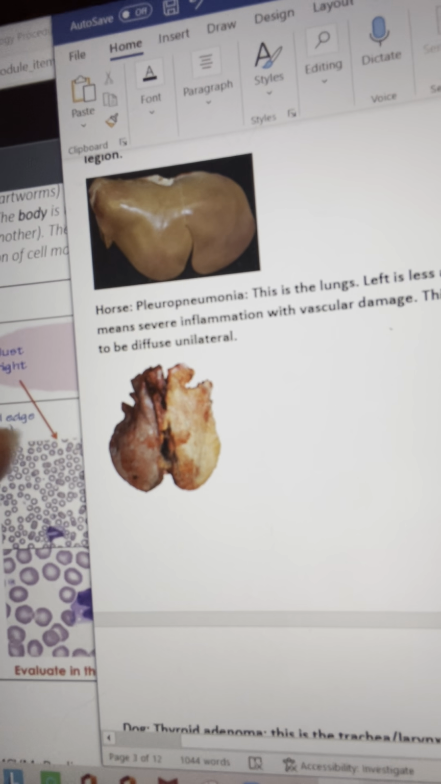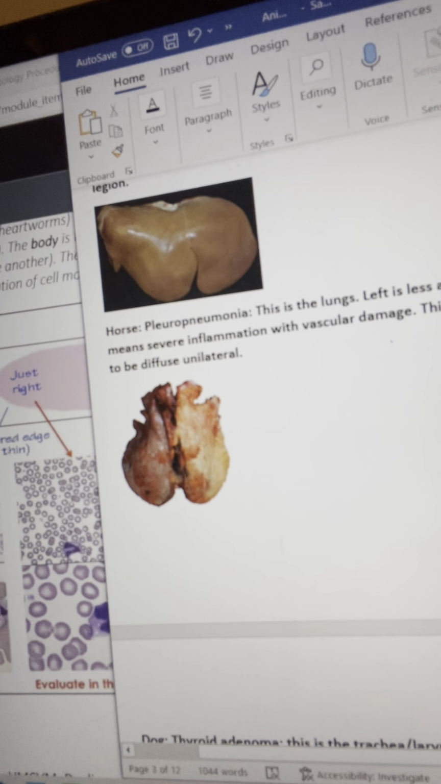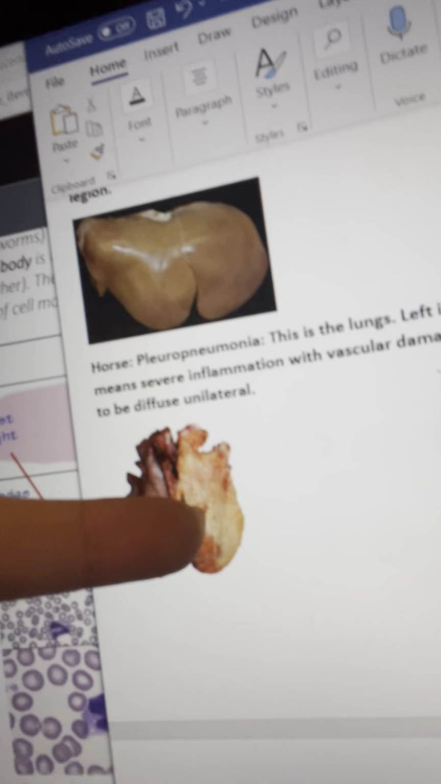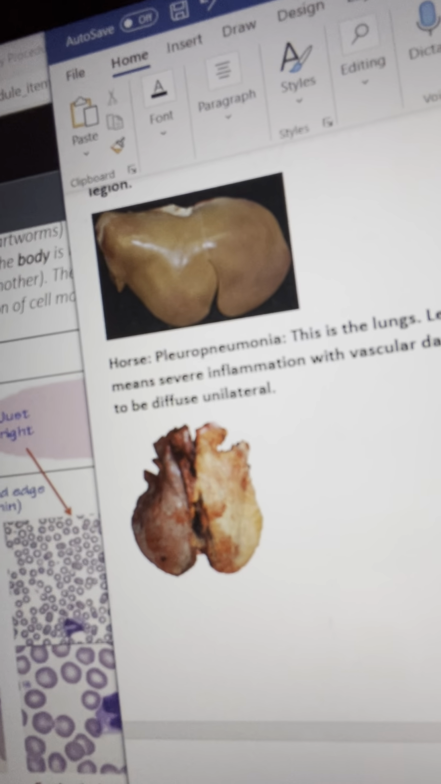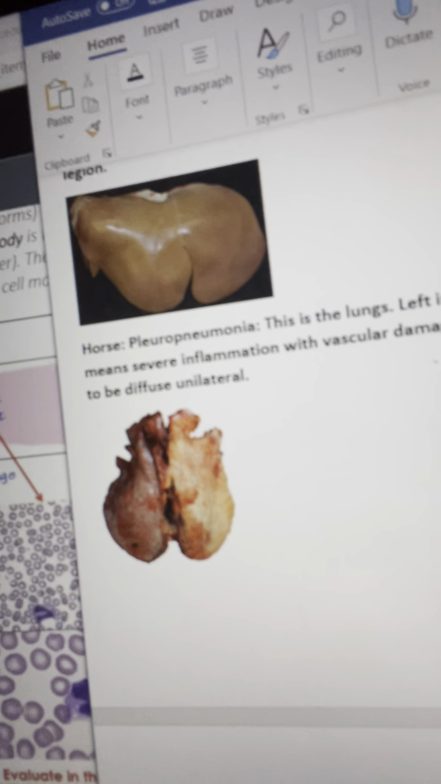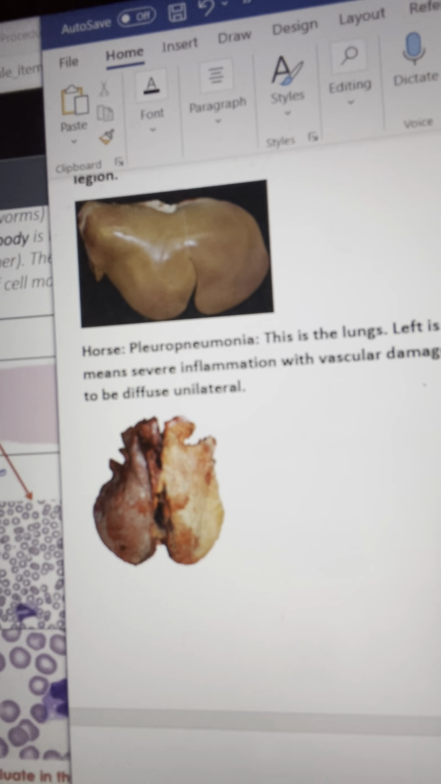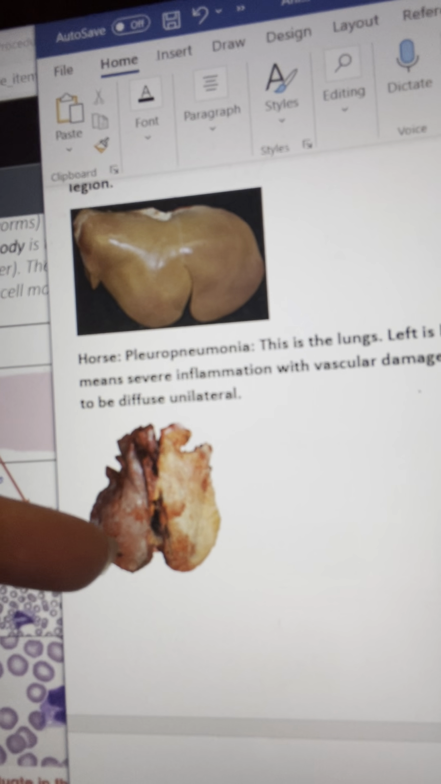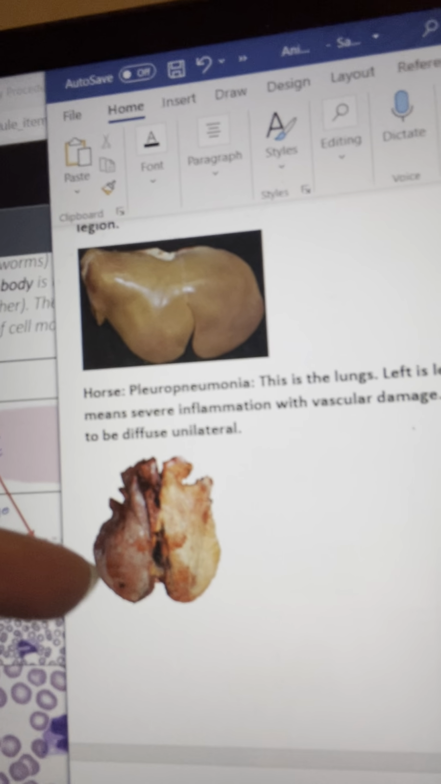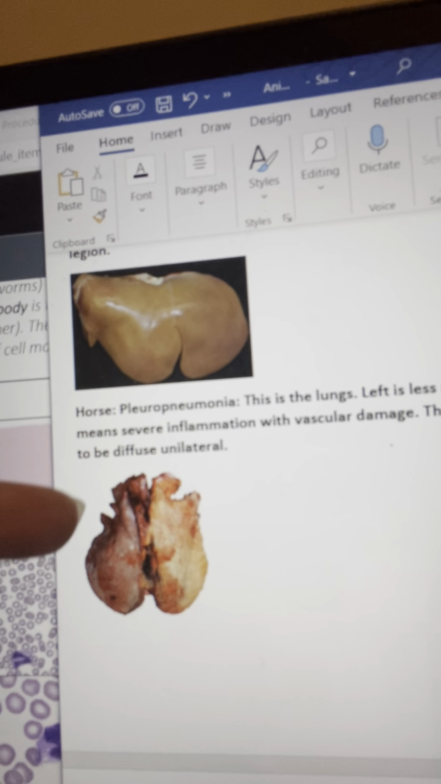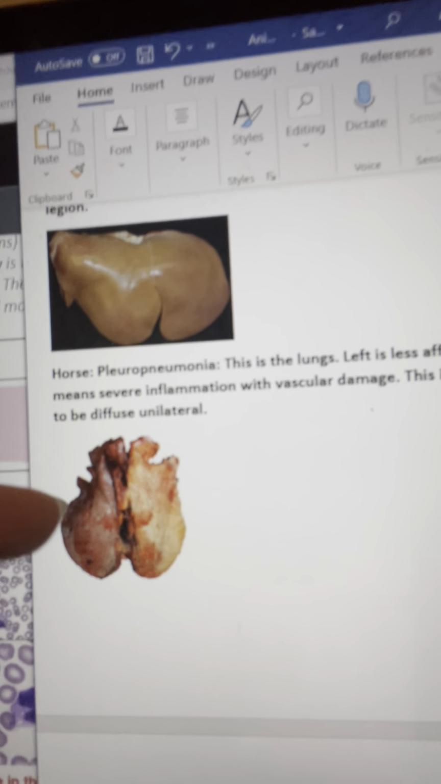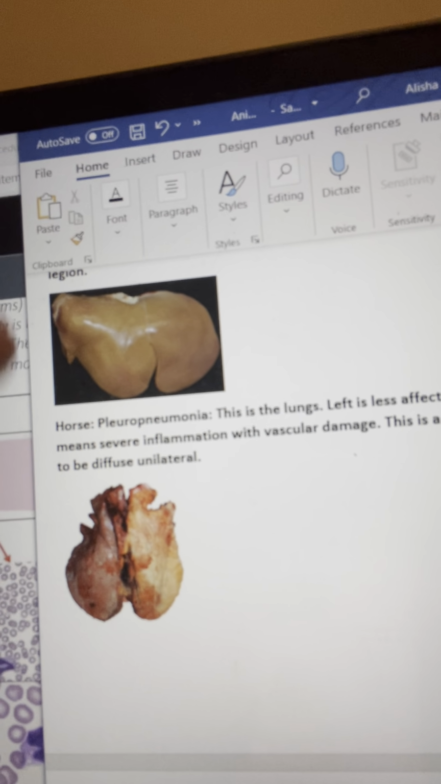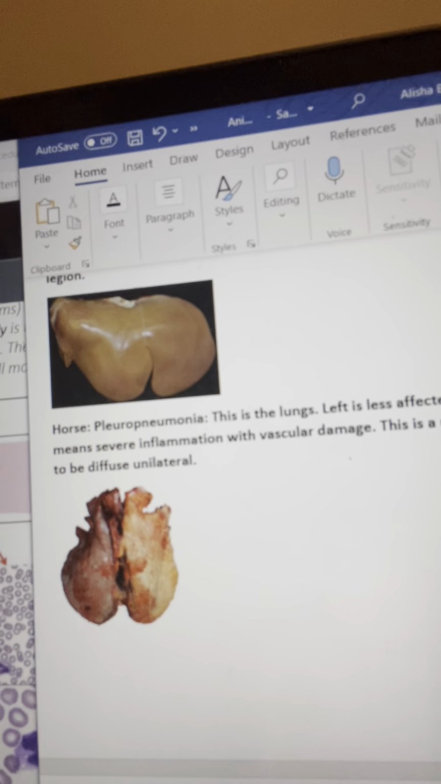And then here we have, this is a horse. It's a horse's lungs. The left is the less affected organ, but the right is the more affected. The right is white. It's fibrin, which means severe inflammation with vascular damage. This is a unilateral lesion, so it could also be said to be a diffuse unilateral. So this is the whole organ here on this side. But we have to say diffuse unilateral because if we included two, diffuse wouldn't make sense because it's not a whole organ, if that makes sense.